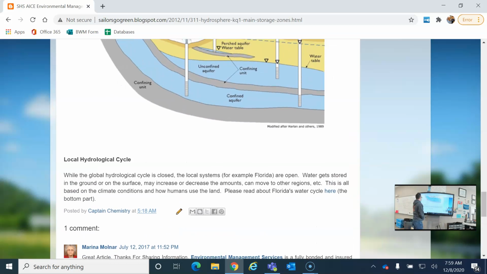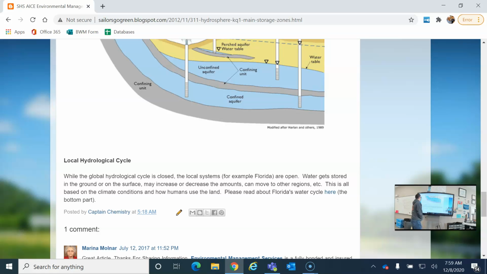So that's the global hydrological cycle. Now, the global hydrological cycle is a closed system, meaning that nothing comes in, nothing comes out. The local systems, if you talk about a certain state or a city, really more a state than the whole country, are open systems. Water gets stored in the ground or on the surface, may increase or decrease in amount, and can move to other regions. It can move in and out of Florida, so that's an open system.